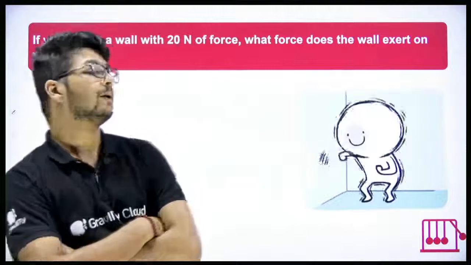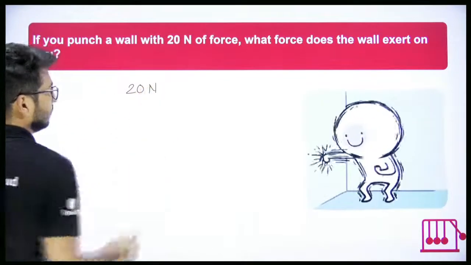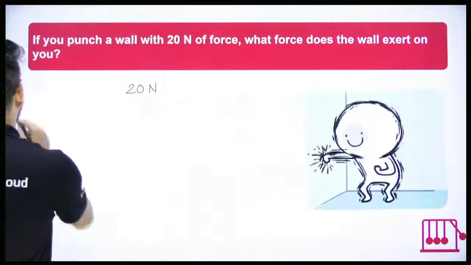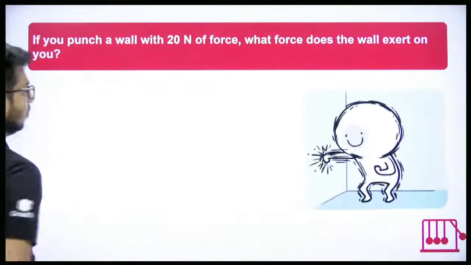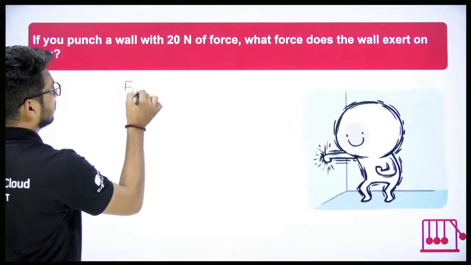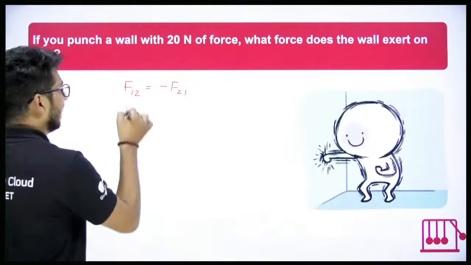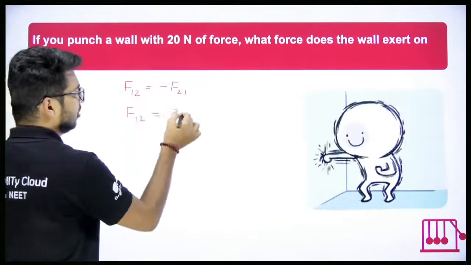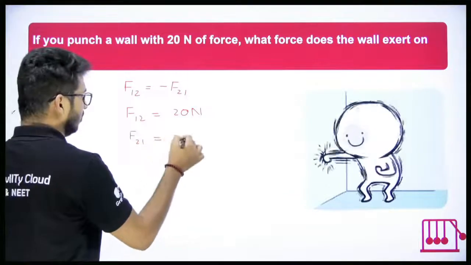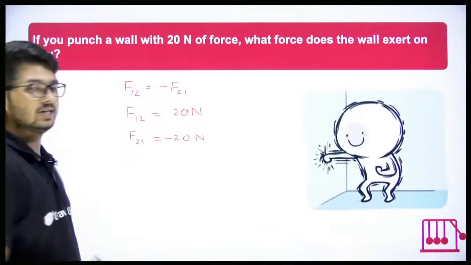And the answer is 20 newtons itself. The answer is how much? 20 newtons itself. Got it? Now, why? Because it's very simple. Action and reaction are equal and opposite. Opposite is for direction. Equal is for magnitude. So if F12 is equal to 20 Newton, F21 will be equal to 20 Newton. You can just say minus 20 Newton. Minus for opposite direction. That's it.